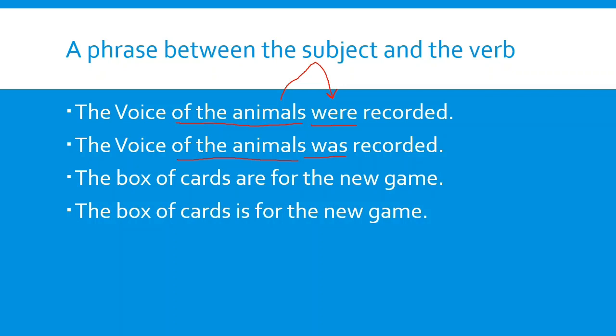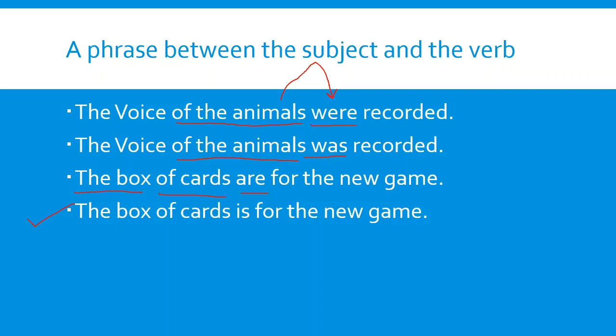Look at the next sentence, dear students. The box of cards are for the new game. Same. Here the subject is the box. A phrase between the subject and verb, of cards. The verb are. I hope now you know the correct answer. The correct sentence is the box of cards is for the new game. So irrespective of what the phrase is, singular or plural, dear students, always first identify the subject in the sentence.